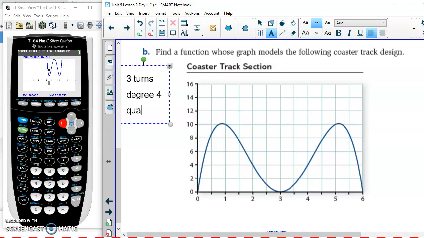So that means it's going to be a quartic function. That's going to be important in a second. We're going to use this in our calculator. Our first step is to identify some key points, so let's just type them in.